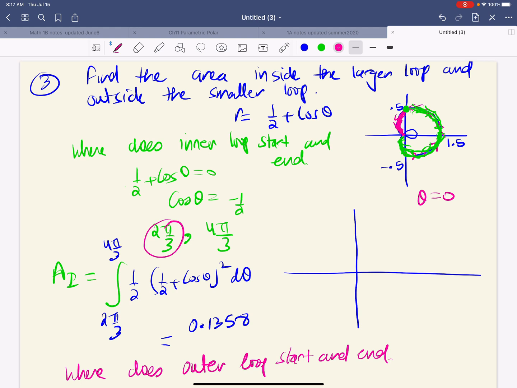This pink region is left uncovered. So I have to back up a little. I cannot start at theta equal to 0. I have to start a little bit behind. Where do I start? How far behind do I start?